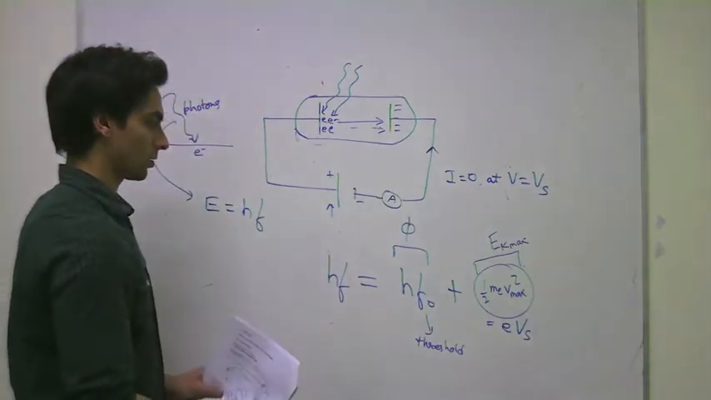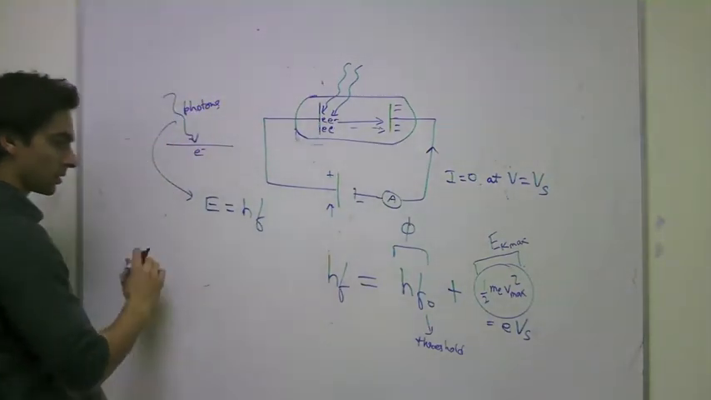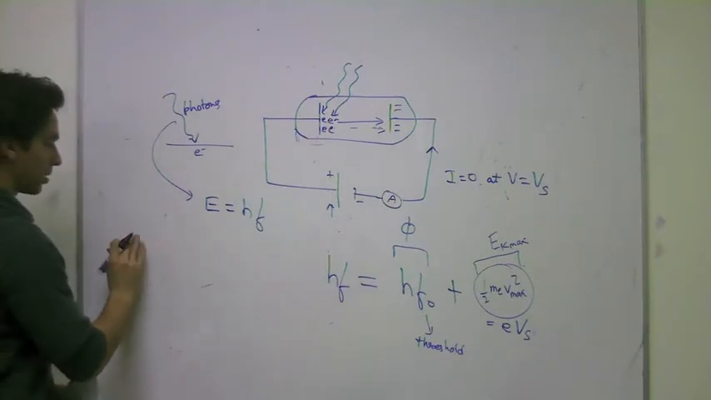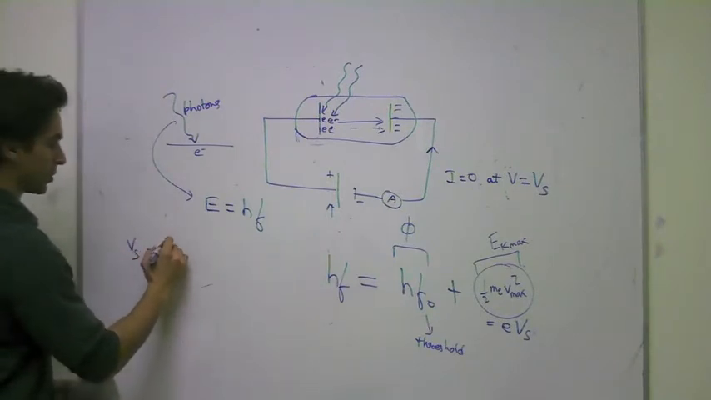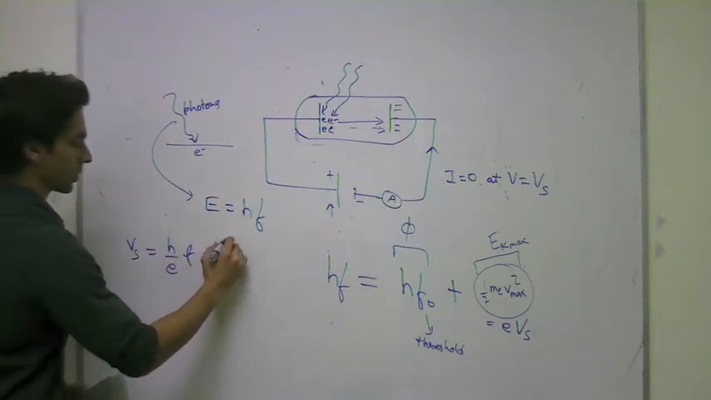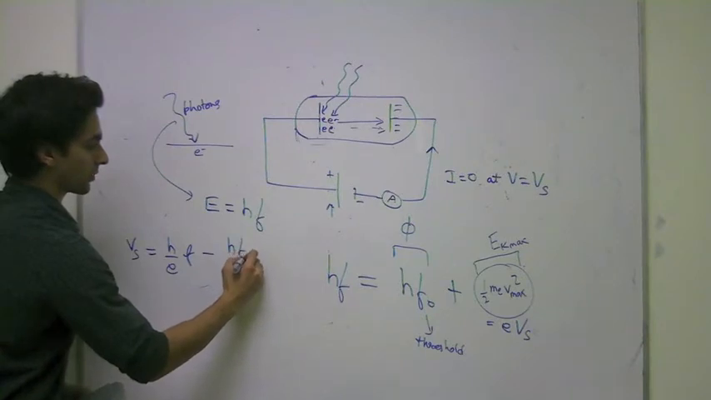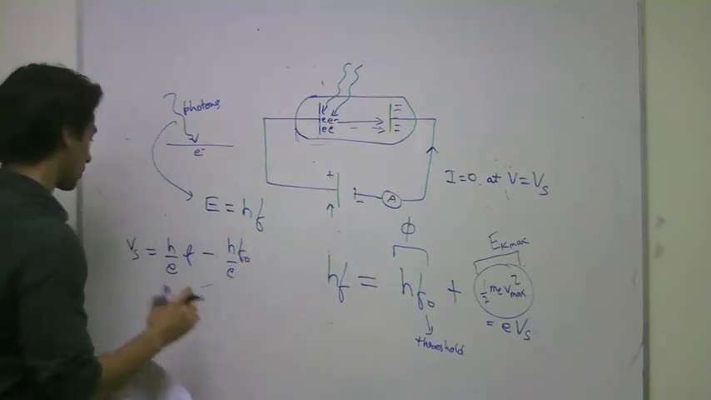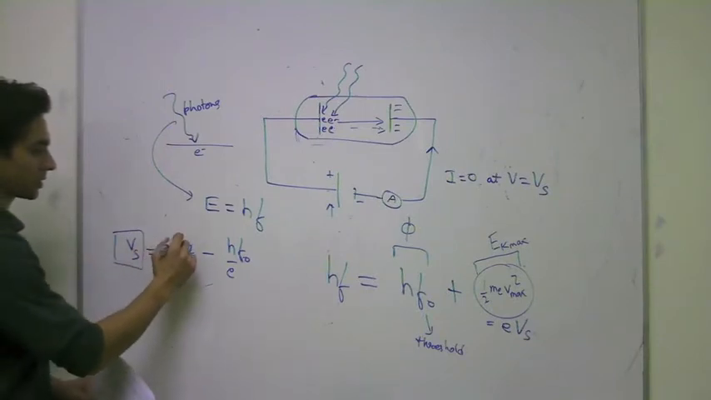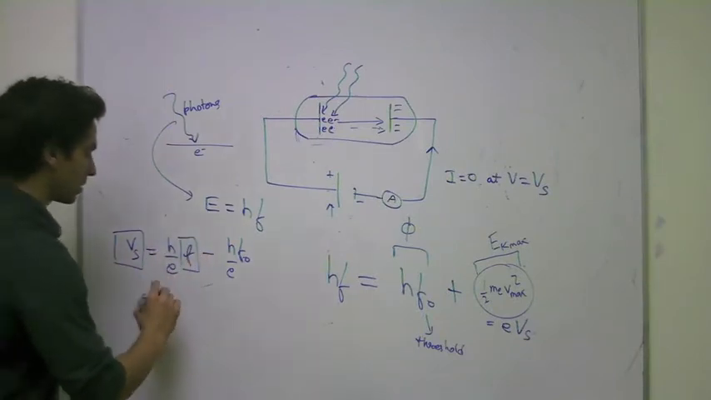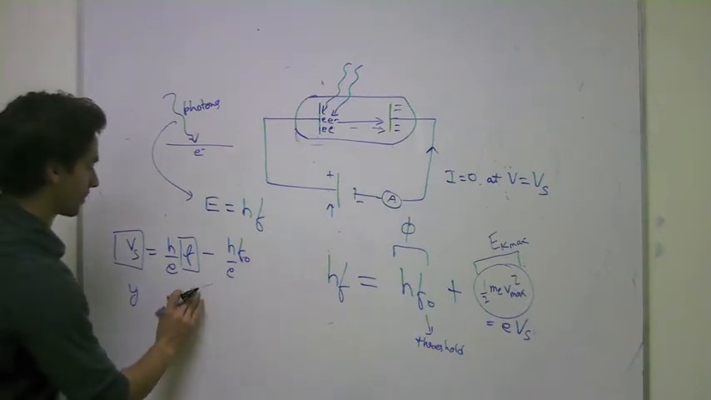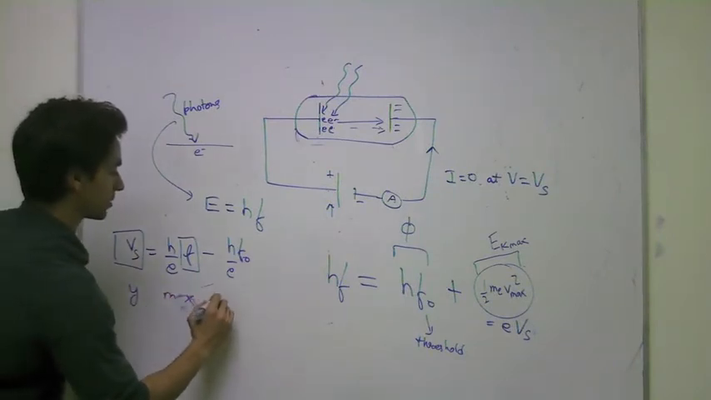Okay, so now from here we have an equation: Vs equals h over e times f, just rearranging that equation, minus h f naught over e. Now if I were to draw a graph of Vs versus f, I would see that this is in the form of y equals mx plus c.